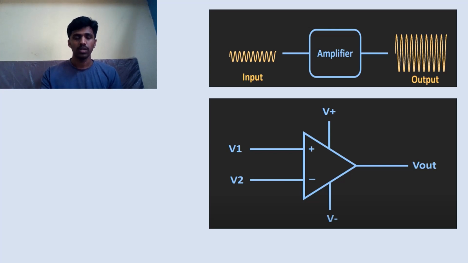It consists of two inputs, V1 and V2. V1 is the non-inverting terminal and V2 is the inverting terminal. And V output gives us the value which is obtained from V1 minus V2. And there is a biasing voltage which is V plus and V minus, and some of the amplifiers consist of only a single biasing voltage.